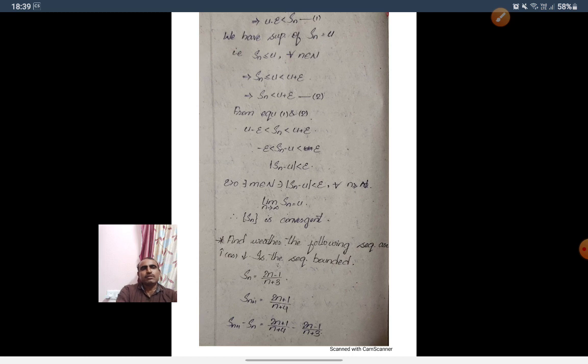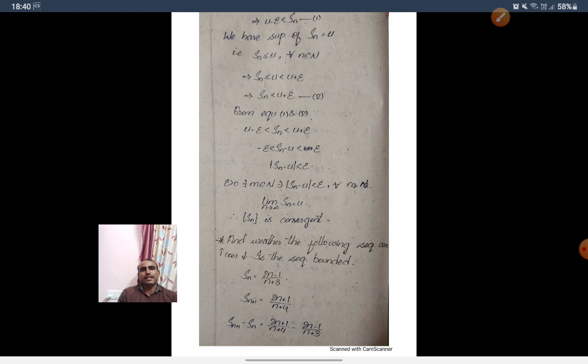See the example. Find whether the following sequences are decreasing or increasing. If it is an increasing sequence, is the sequence bounded? Yes. So first, Sn is equal to 2n minus 1 by n plus 3. To prove Sn is increasing, we have to prove Sn plus 1 is greater than or equal to Sn, or Sn plus 1 minus Sn is greater than or equal to 0. If the sequence is decreasing, then Sn plus 1 is less than or equal to Sn, or Sn plus 1 minus Sn is less than or equal to 0.